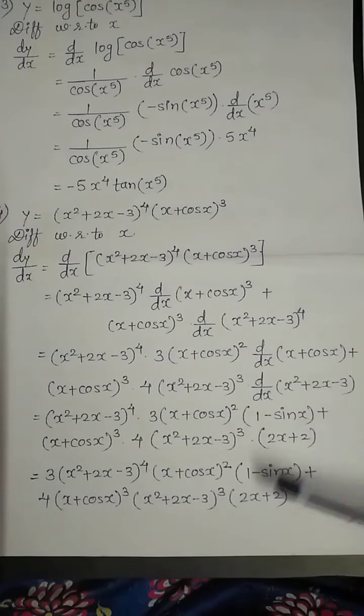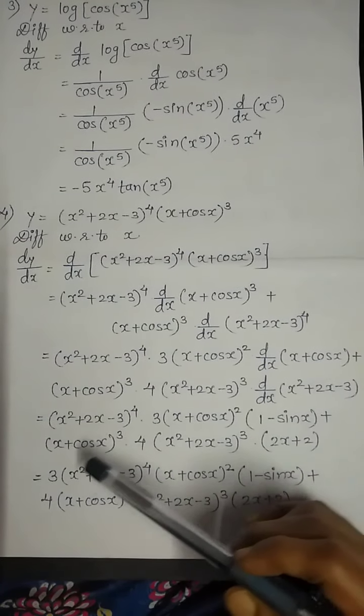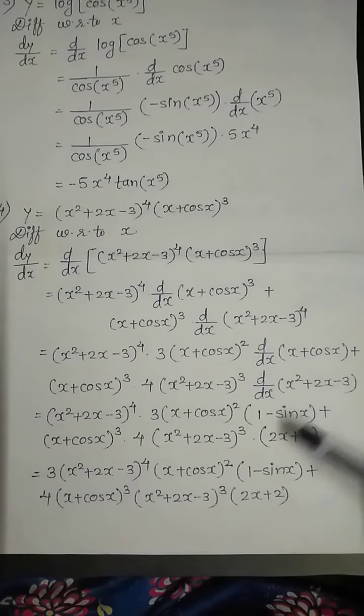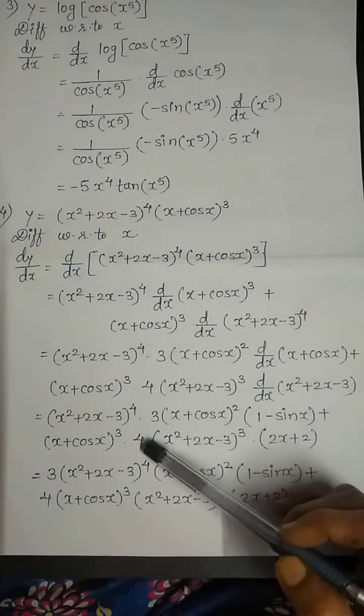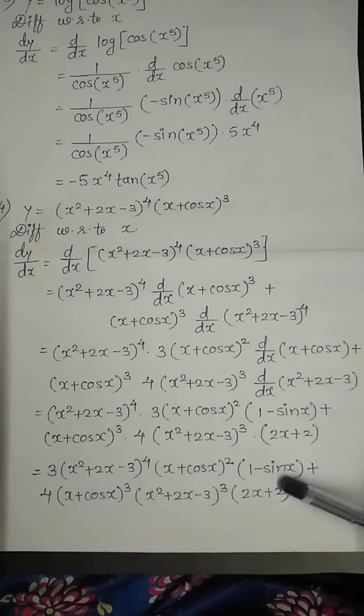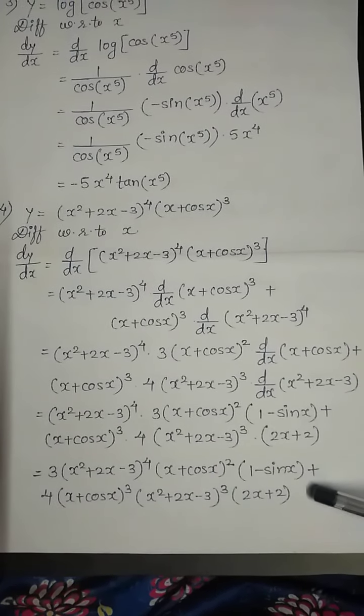So while writing the last answer, first we will write the constant term 3, then these 3 brackets, similarly plus we will write this constant 4 first and these 3 brackets. So this will be the last answer.